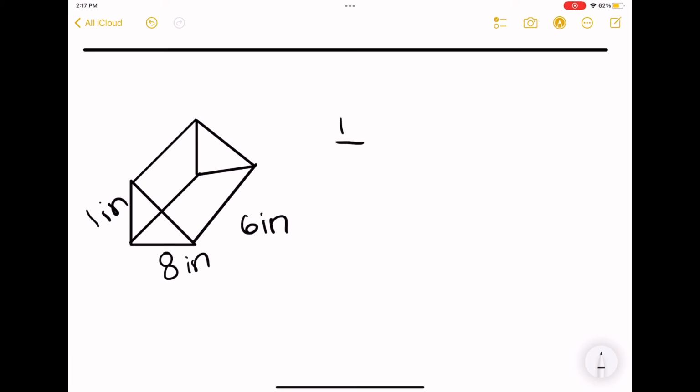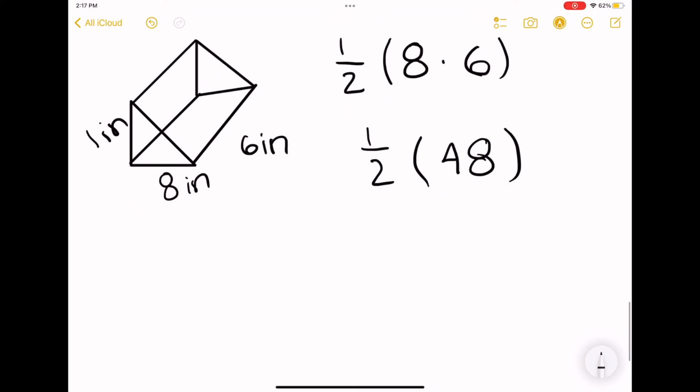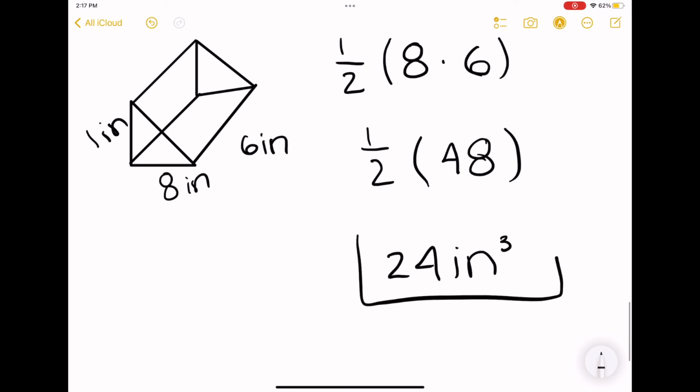Did you do it? Let's check if we got the correct answer. So we're going to do 1/2 of 8 times 6 times 1. But times 1 is not necessary because when we multiply a number by 1, it turns out to be itself. And then we'll get 1/2 of 48, which is 24 inches cubed because our unit is inches.